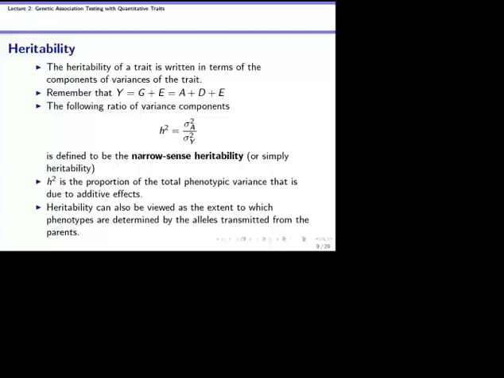So the narrow-sense heritability is written as the variance of A over the variance of Y. Someone interpret that for me. This ratio. So we know that there's some variability in Y, right? So it's the variance we've explained by the additive model over the total variance. Yeah, so it's the proportion of the variability of Y that can be explained by an additive model. If the additive model perfectly explained the outcome, what would heritability be? 1. You never see that.